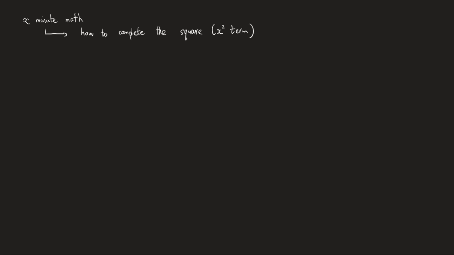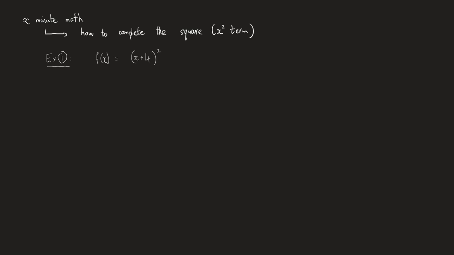In this X-Minute Math video today, we're going to be talking about how to complete the square for a quadratic polynomial. Now in particular, we're going to stick to the case where the x squared term has a coefficient of 1, just to keep things nice and simple. So to start with a simple example, let's start off with a situation where the quadratic is already a perfect square. So let's take f of x to be x plus 4 all squared.